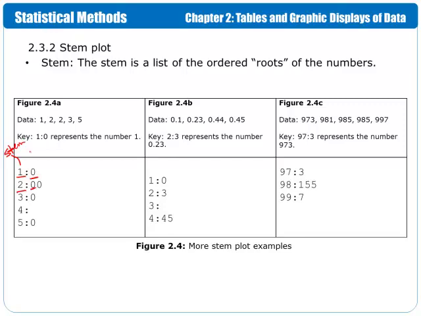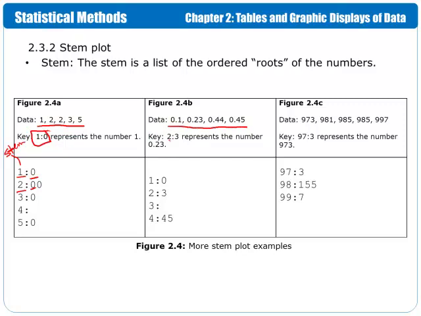And so this first one, looking at our key, says that 1:0 represents the number 1. So we know that in our data we have a 1, and then here we have a 2, but we have 2 zeros there, so we know that we actually have 2 number 2s in our data. Then we have a number 3 and a number 5, which does match up with what we have here above. This next example looks at what we do with decimal values.